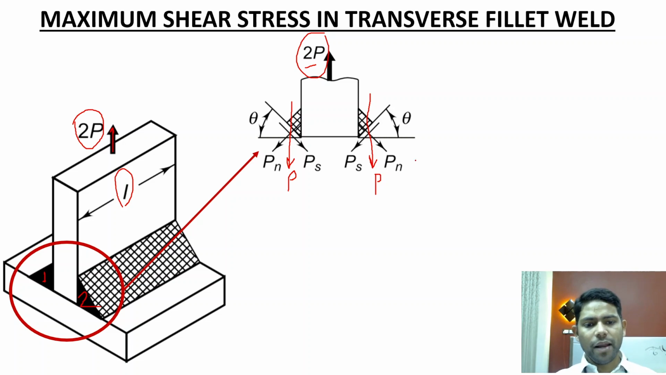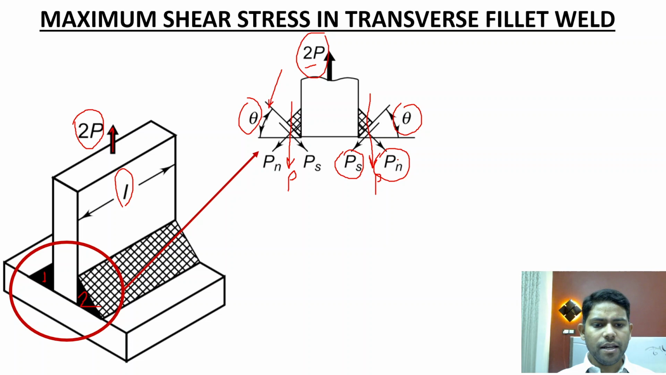Now again we have assumed a plane with an inclination of angle theta with the leg dimension. This is a plane which is inclined at an angle of theta within the weld with the leg dimension. Since this plane is having the maximum shear stress, again we have to find out this inclination theta and the magnitude of the maximum shear stress induced in this plane. Now the forces which are acting in the weld are PS, which is basically a shear force acting inside the weld, and a force perpendicular to the shear force which we are calling PN, or the normal force.